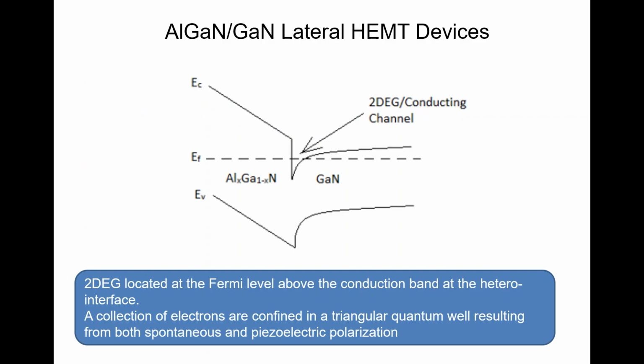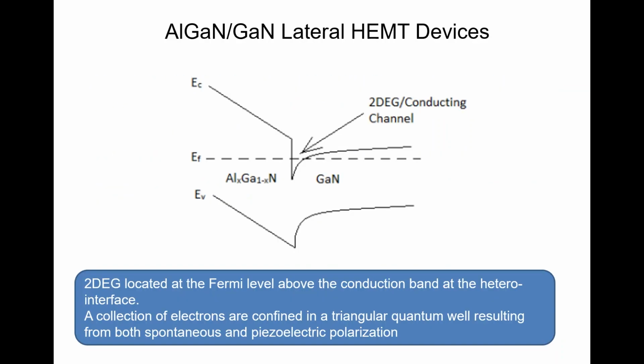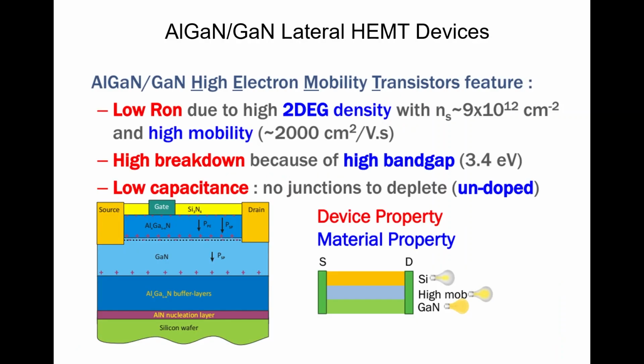Okay, so this next part is just some basics about gallium nitride. What is a heterostructure? This is just a very simple band diagram here. You can see that the 2DEG is located above the Fermi level, above the conduction band here, at the hetero interface between GaN and aluminum gallium nitride. So you have a collection of electrons that are confined in a triangular quantum well, resulting from both spontaneous and piezo polarization. And the key feature here is nothing is doped here. Nothing needs to be doped here. So that's really an important point.